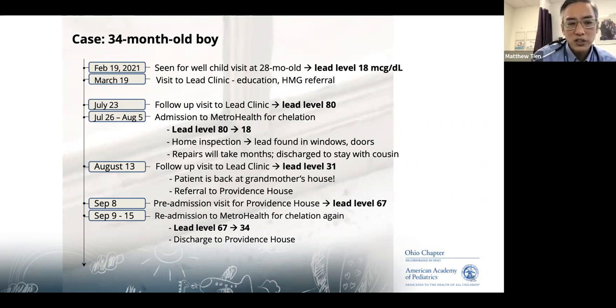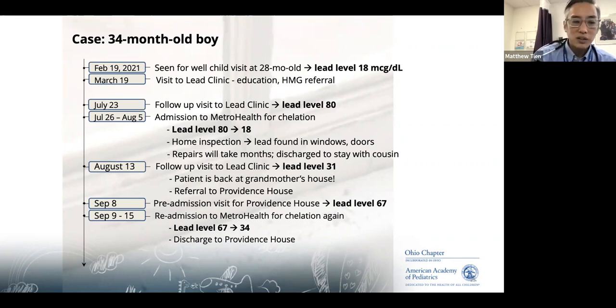In February of 2021, he was seen for a well visit at 28 months old. That was the first time he ever had a lead level done. And so again, why should we do lead testing better in our clinics and during our visits, so we are not faced with a kid who's 28 months old and getting tested for lead for the very first time, and then having that lead level come back at 18.